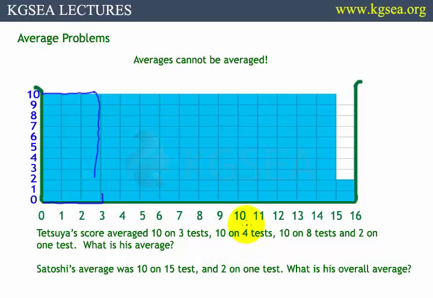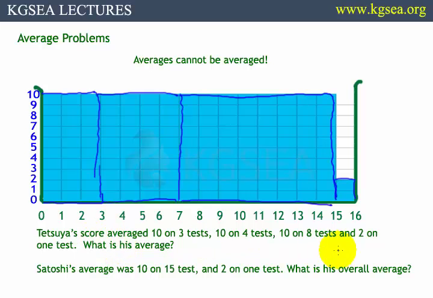Then averaged 10 on 4 tests. You may say, oh, what's the point of breaking it like that? They're all the same. Well, teachers would break it like this to confuse the students. It's not confusing when you look at the diagram like this, but it's confusing when you look at this. And 10 on 8 tests. So here it is. And 2 on 1 test. So here it is. What's his average?